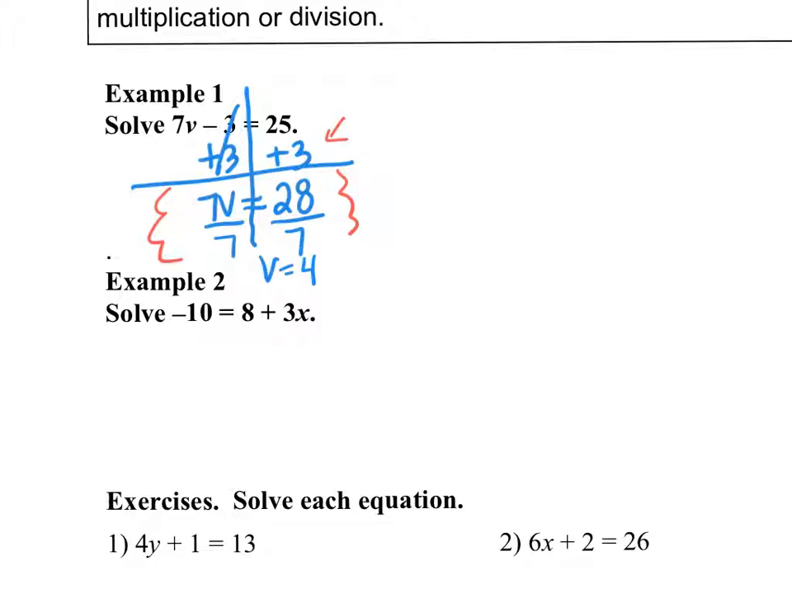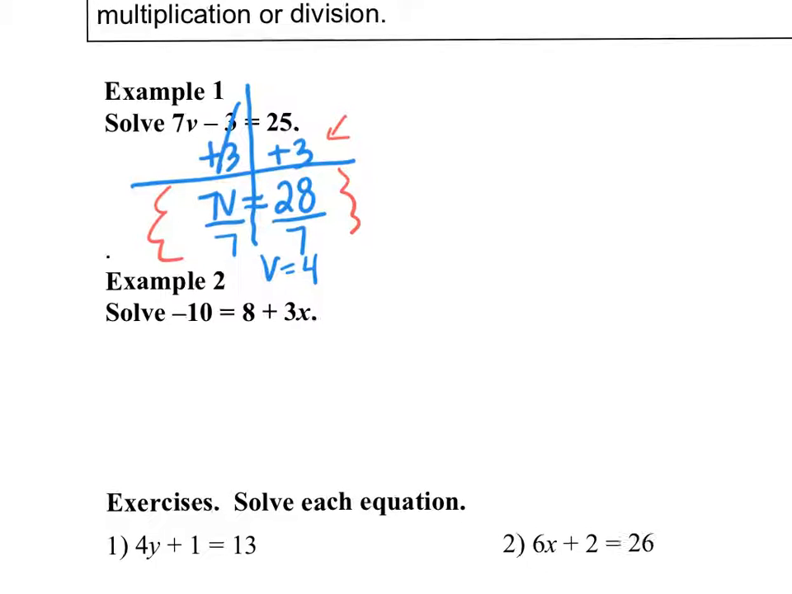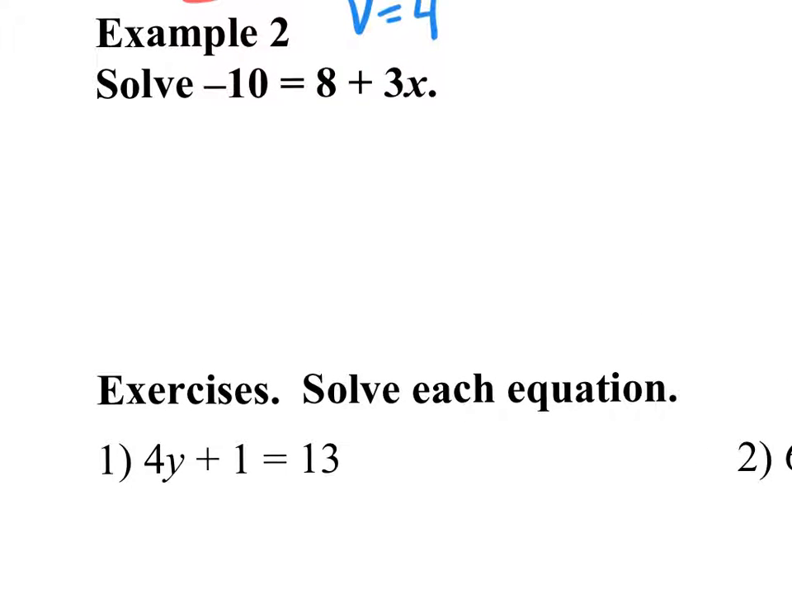Okay, let's look at example 2. Okay, so negative 10 equals 8 plus 3x. We're solving for x because x is the variable, right? So I'm going to put the line down my equal side. I'm only doing that because I need to know that what I do to one side, I got to do to the other. So I'm going to leave 3 and x for the last piece, and I'm going to deal with the 8 first. So what's the opposite of positive 8?